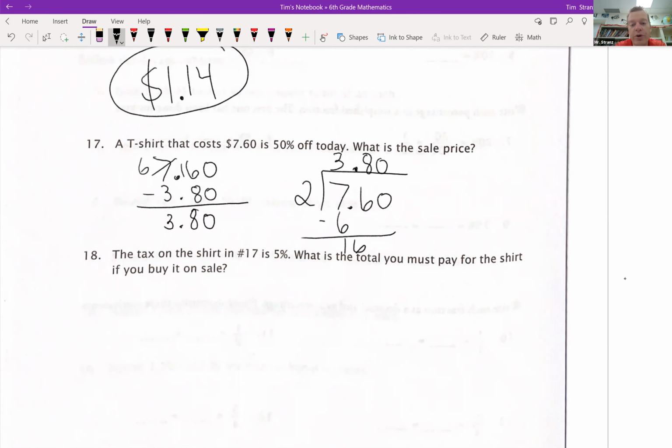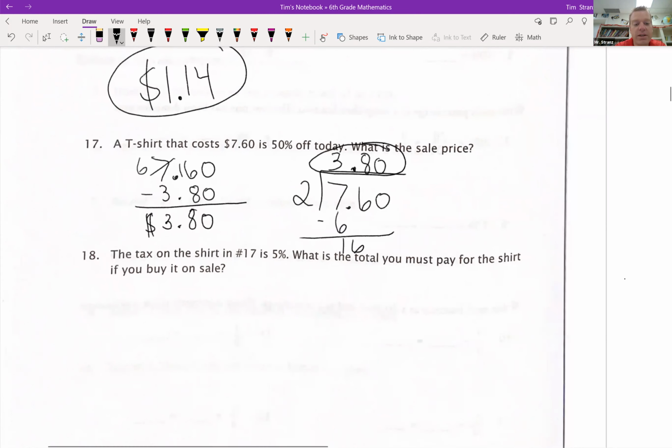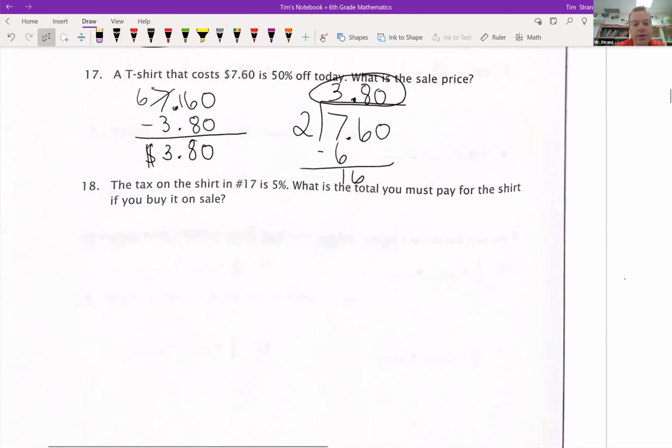All right, you already knew that if you cut it in half, your answer is going to be 3.80, but I just wanted to show you the subtraction process also. So your sales price for the t-shirt would be $3.80. Okay, then number 18, the tax on the shirt is 5%. What is the total you must pay?